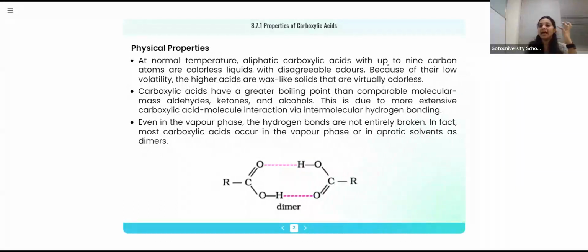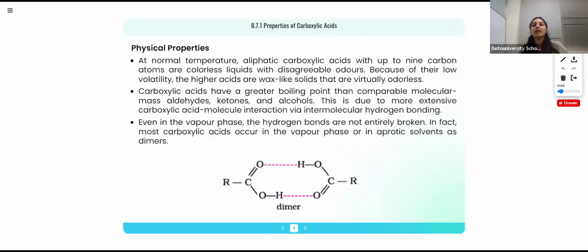Properties, physical and chemical properties of carboxylic acid. As I told you, physical properties depend on what the solubility of the compound is, what the boiling point of the compound is, and what the nature of the compound is. If it is solid, liquid, or gas, that is a physical property.